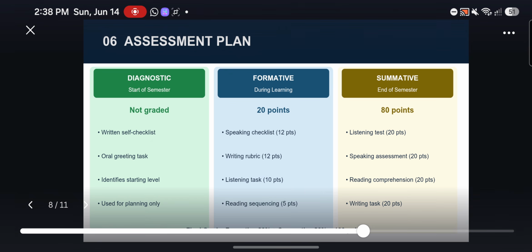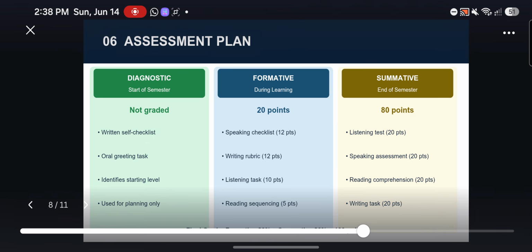The second is formative assessment, which happens through the semester. It includes a speaking checklist, a writing rubric, a listening task, and a reading sequencing task. Together, these are worth 20 points.